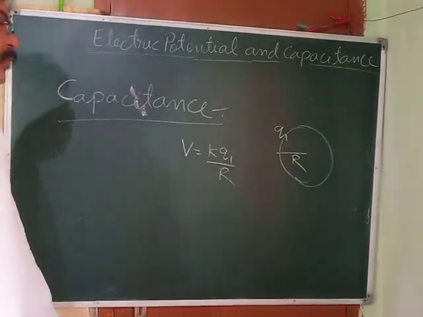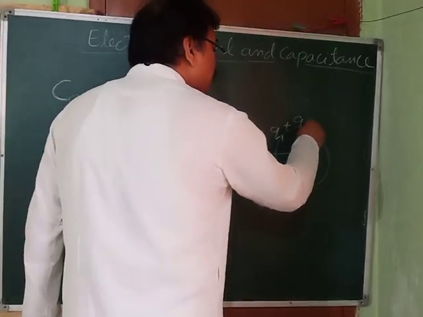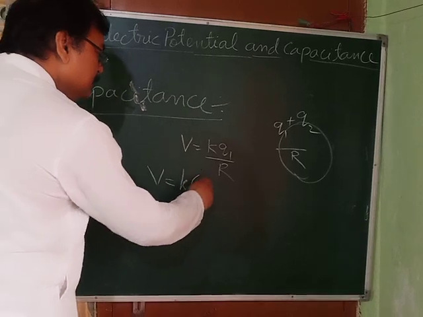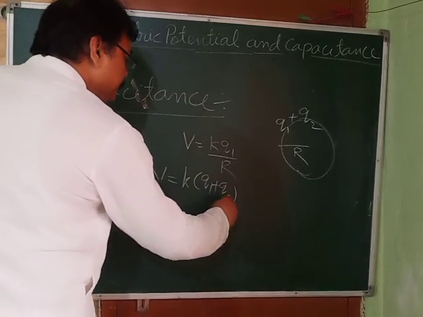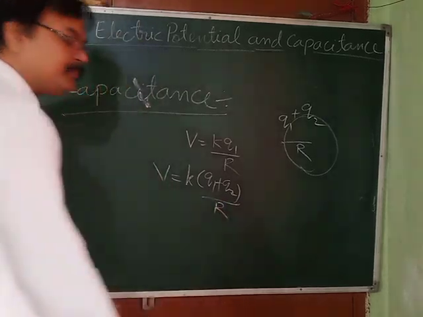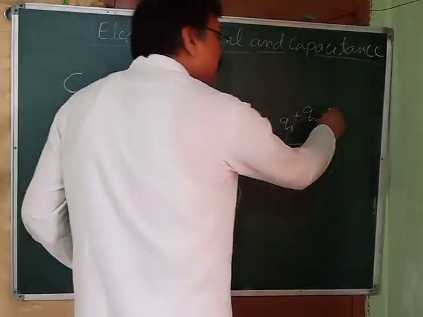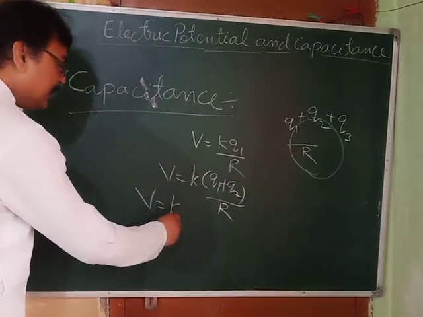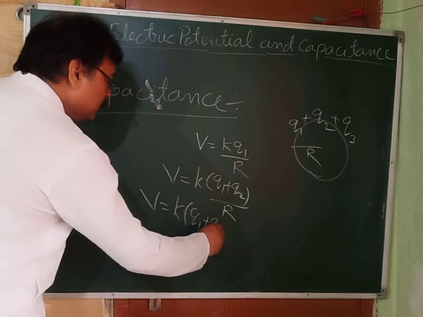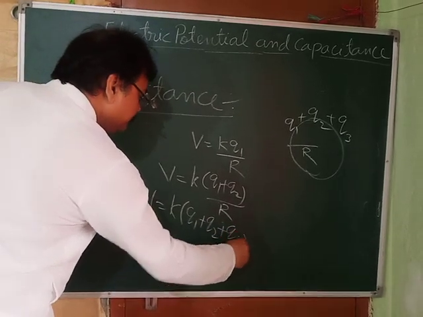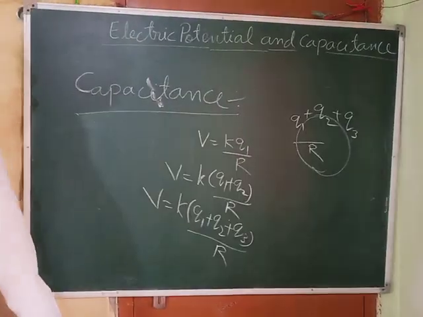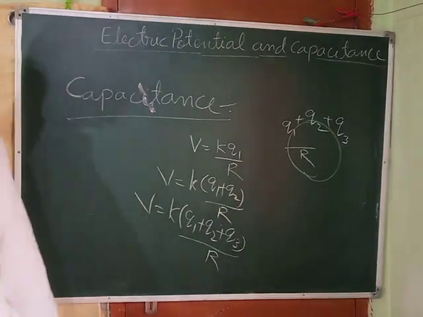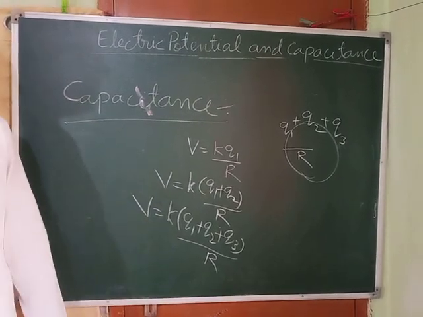Now suppose you have kept charge Q2 also. What will be the potential? K (Q1 plus Q2) upon R. Again, you have kept charge Q3 also. What will be the potential? K (Q1 plus Q2 plus Q3) upon R. What do you find here? As the charge is increased on the conductor, the potential increases.